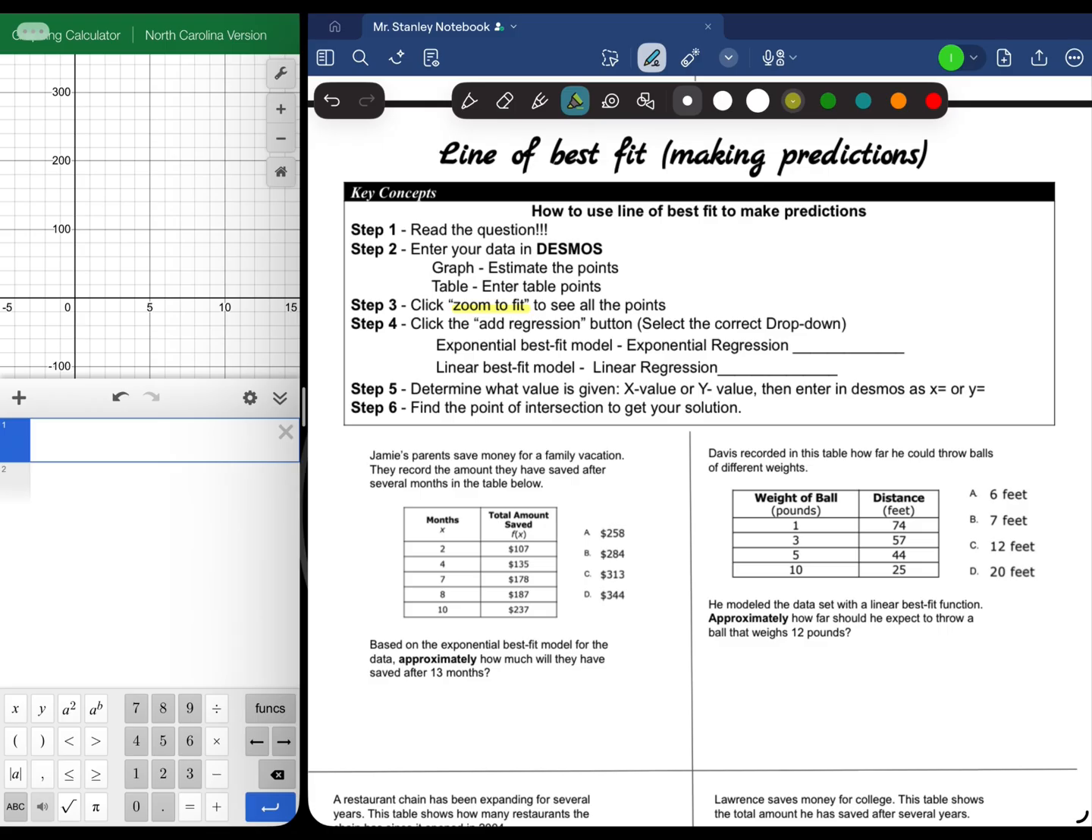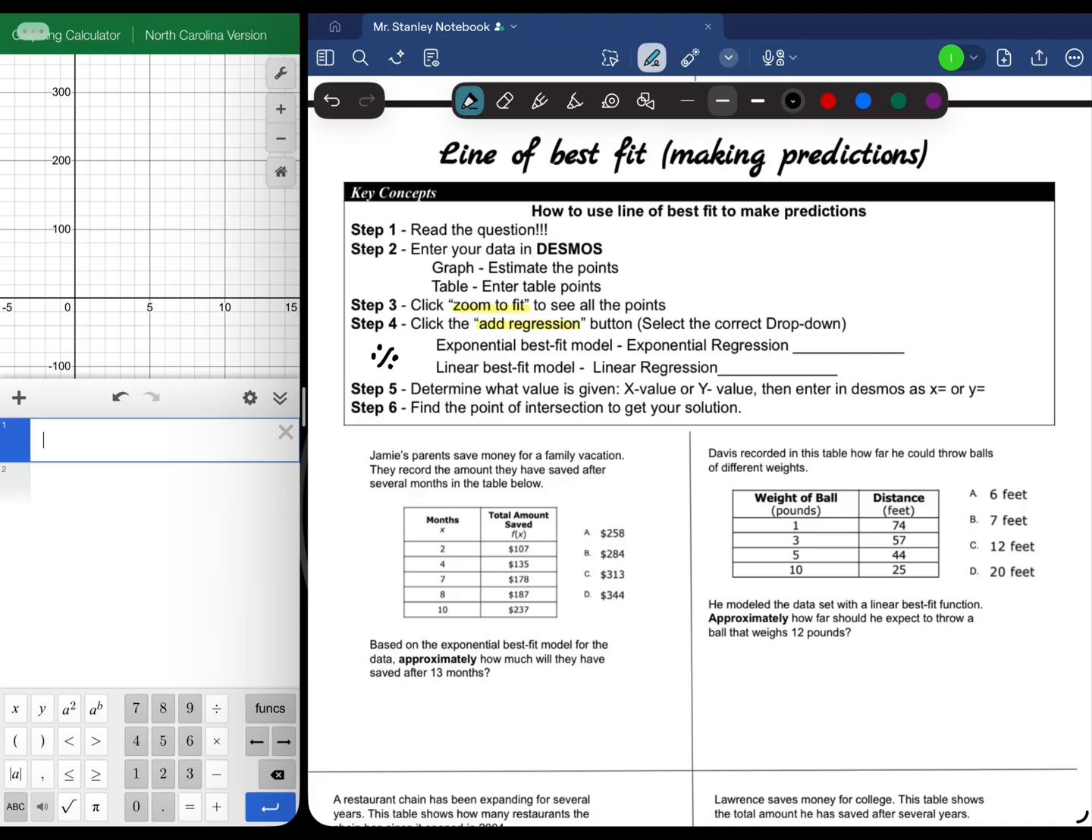Okay. Then after that, we're going to click add regression. Now, the add regression button is that little icon with the dots that's going to show up right beside your table. So once we click add regression, we're going to look at the drop down box that is attached to it. That drop down box has multiple options, but we're only going to be focusing on two of them. The two are going to be exponential and linear.